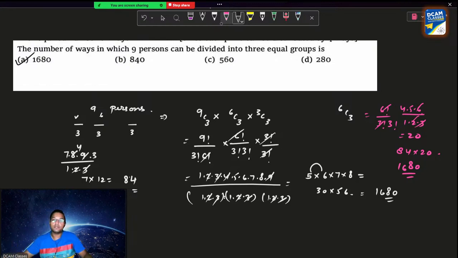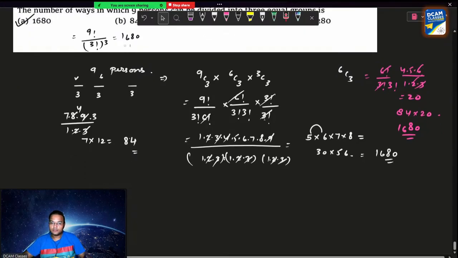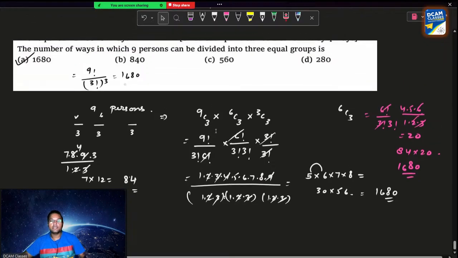1680 is the right answer, because in their answer they have written the number of ways as 9 factorial divided by 3 factorial whole cube. What we were getting is 9 factorial divided by 3 factorial whole cube, right? That's 1680, and they have written 280. Correct, 1680 is the right answer.